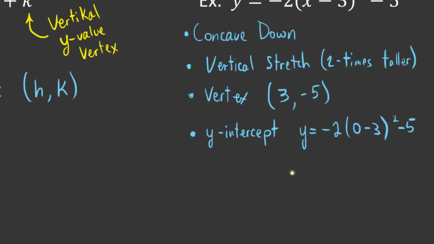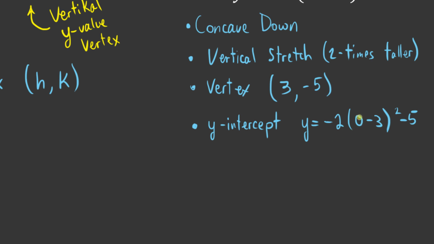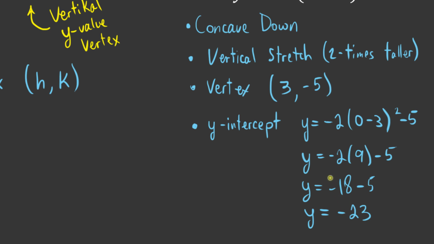Just kind of bring this over here, and we get 0 minus 3, that's negative 3. Negative 3 squared is 9. So this is negative 2 times 9 minus 5. And we get negative 2 times 9 is negative 18. Negative 18 minus 5. The y-intercept for this is negative 23. All right, negative 23 is the y-intercept.